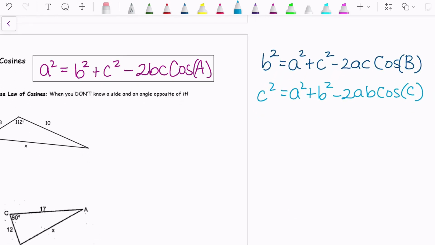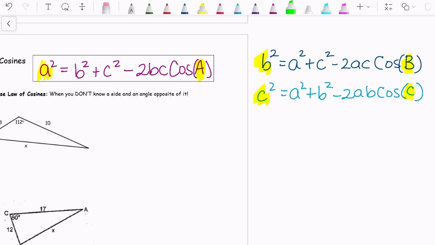And what I want to point out is the lowercase letters are the sides, and whatever side is on the left side of the equation, that is the angle that you're using, the capital angle. So if I have b squared, I've got cosine of B on the other side. If I have c squared on the left, then I have cosine of C on the right.